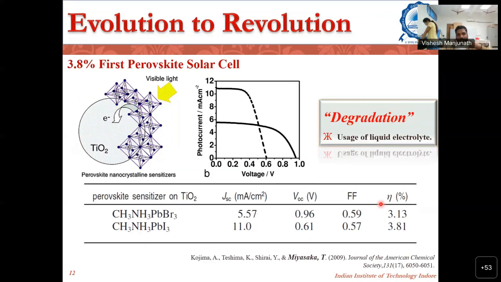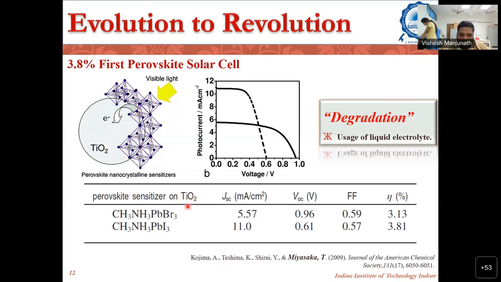The first perovskite solar cell was made in Japan by Miyasaka in 2009. With the concept of the dye-sensitized solar cell, he used TiO2 nanocrystals and sensitized these TiO2 nanocrystals with methylammonium lead bromide and methylammonium lead iodide. From the IV characteristics with this data, he got efficiencies around 3.13% and 3.81%.